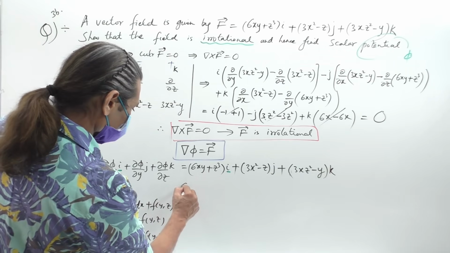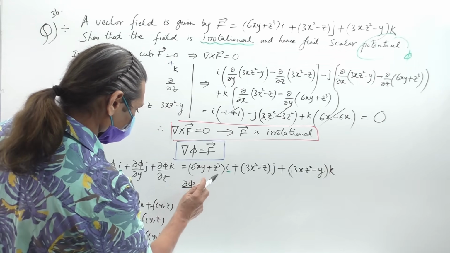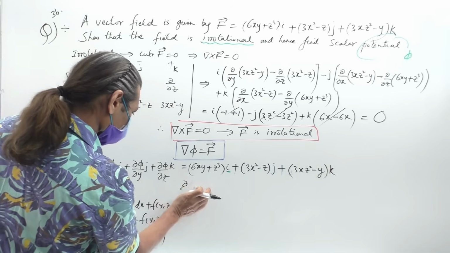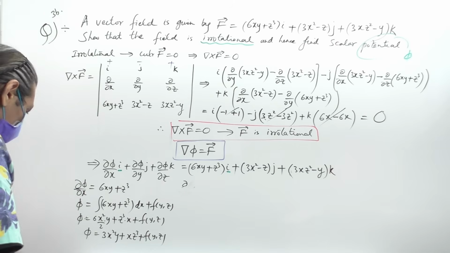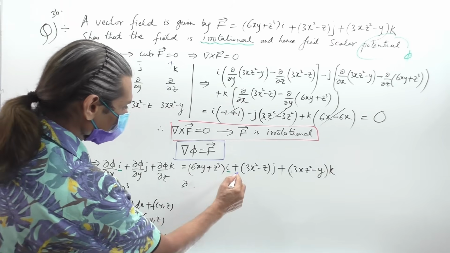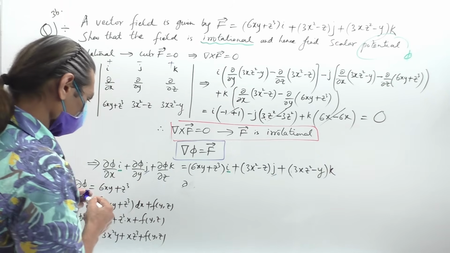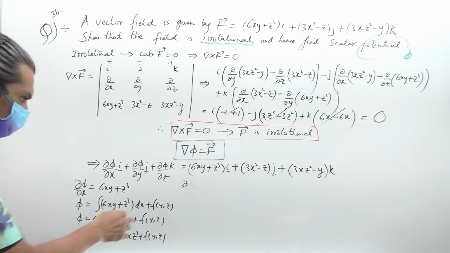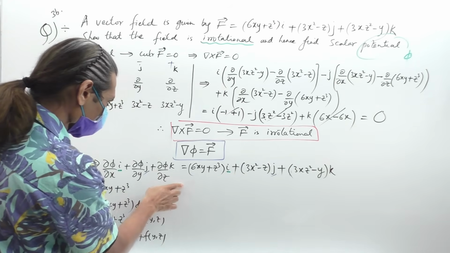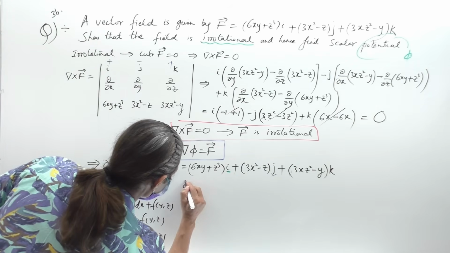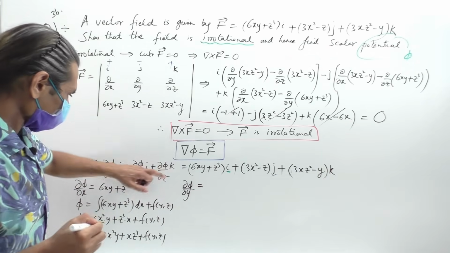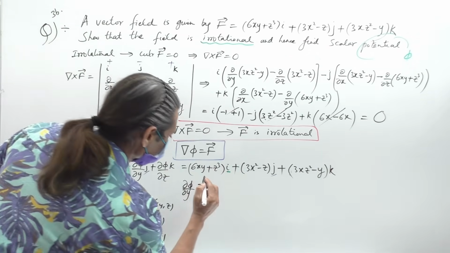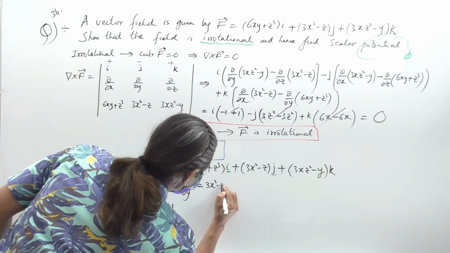Similarly, ∂φ/∂y, what's the next case? We have ∂φ/∂y. So here we compare the j terms. If we compare the j terms, what do we get? We get ∂φ/∂y equals, what are the y terms here? 3x² − z. So 3x² − z.